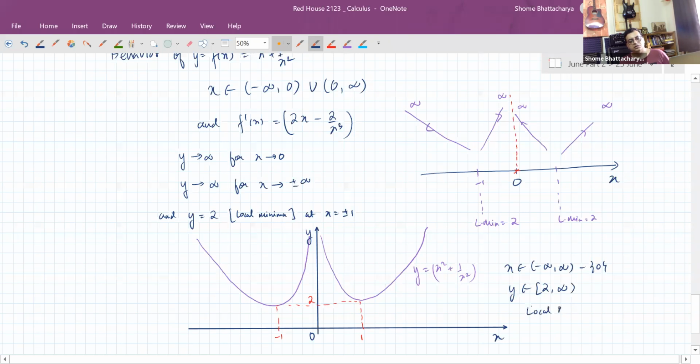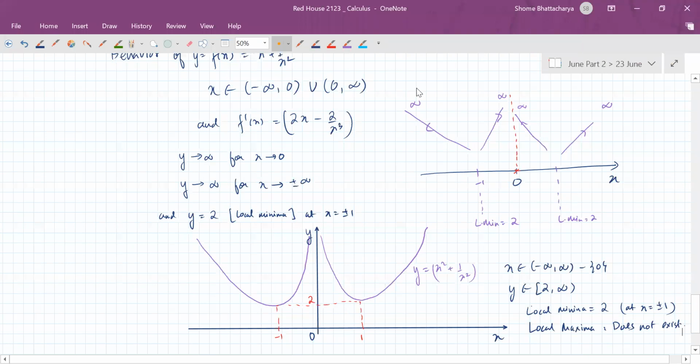And local minima equals 2 at x equal to plus minus 1, whereas global minima we've already seen as 2. Whereas local maxima does not exist. There is no peak point. So this is the strange behavior of this function, because it has this discontinuity. So it's a function's graph where it is possible that there are two dip points without any peak points.